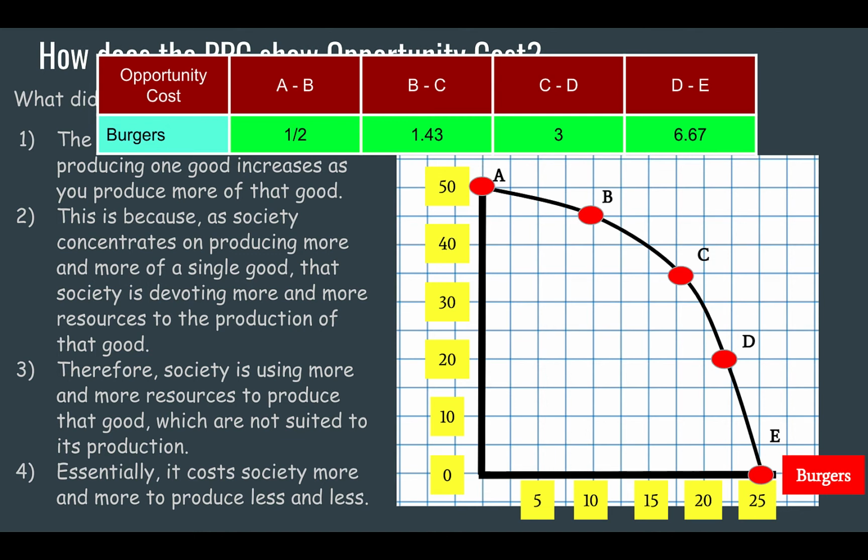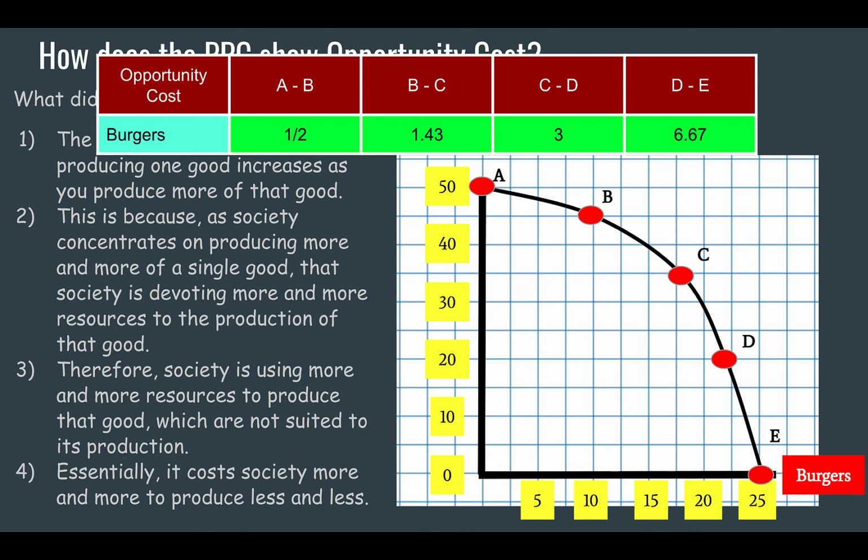Okay, so this is what I'm saying. There is this idea of increasing opportunity cost. And this is because as society concentrates on producing more and more of a single good, increasing the production of burgers, that society is devoting more and more resources to the production of that good. Therefore, society is using more and more resources to produce that good, in this case burgers, which are not suited to its production. They are suited to the production of hot dogs.